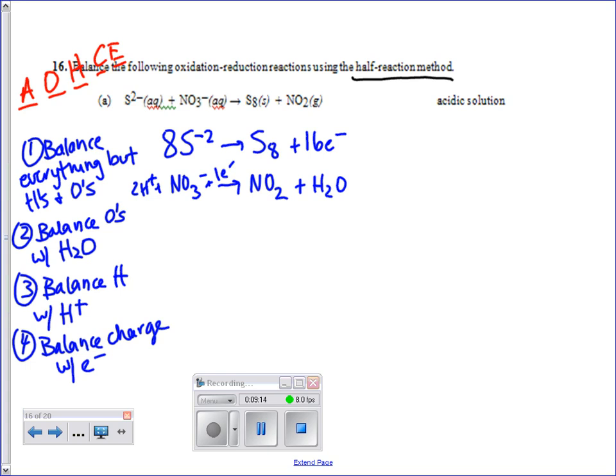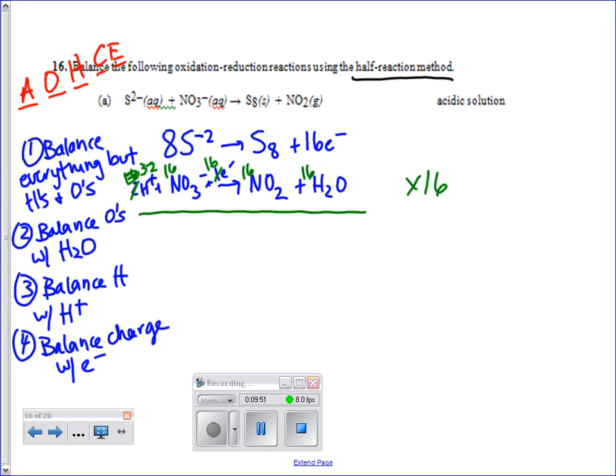In order to add these up to get my full reaction, I have to have lost and gained the same number of electrons. In the top equation, I lost 16, but in the bottom I'm only gaining 1. So I need to multiply the bottom by 16. And in doing so, I end up with 16 here, 16 there, 16 there, 16 there. Oh, not 16. This is 32. Duh. 2 times 16 is 32. 16, 16, 16, and 16.